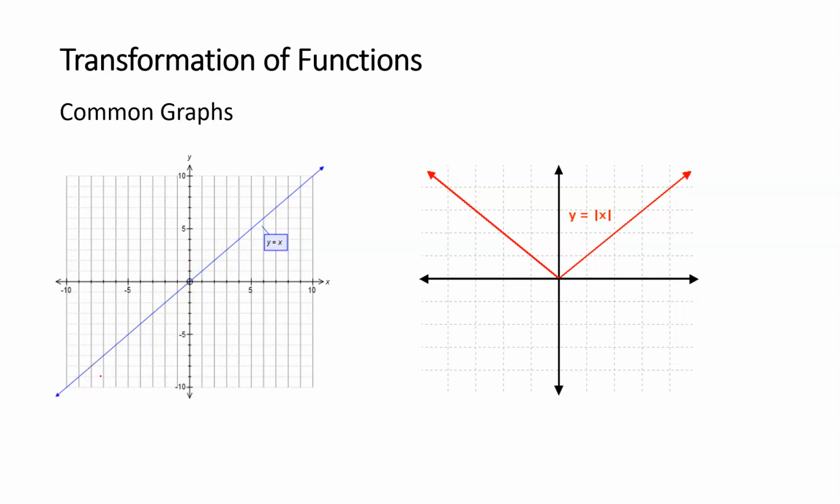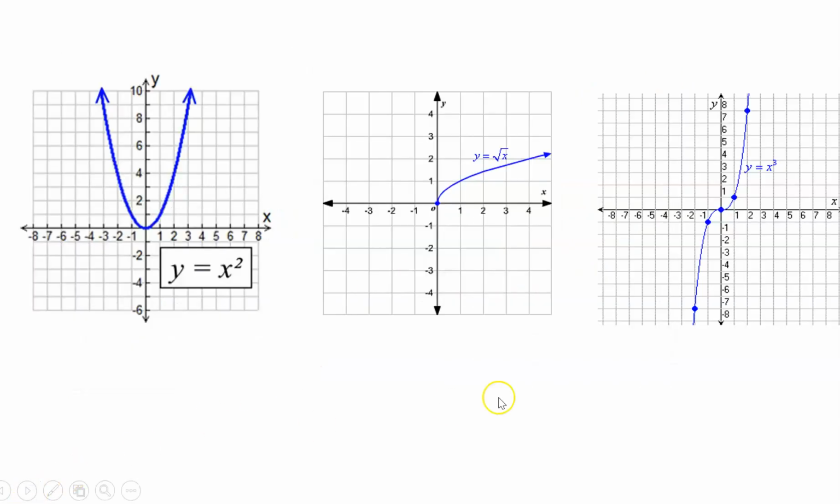You also want to know y equals absolute value of x. Now here I'm calling it y, but remember it could also be f of x. Means the same thing. And that's the V shape. It still goes through (1, 1), (2, 2), (3, 3). V shape. Then here's the other three. Y equals x squared, the quadratic function. This is the basic shape, the basic graph for a quadratic function.